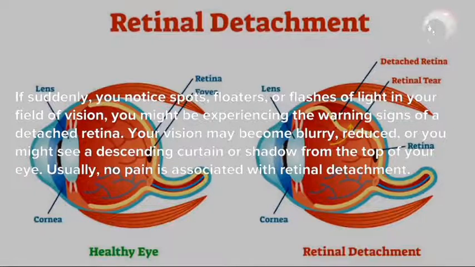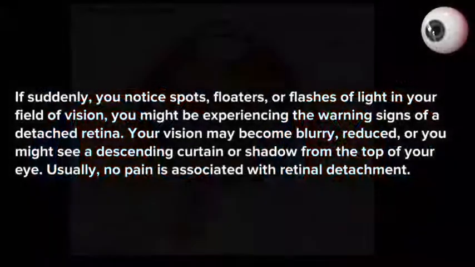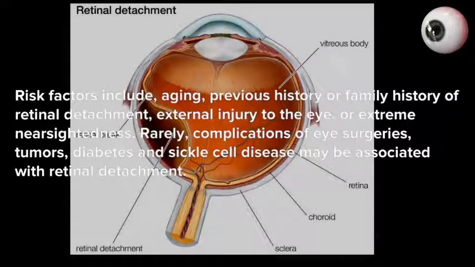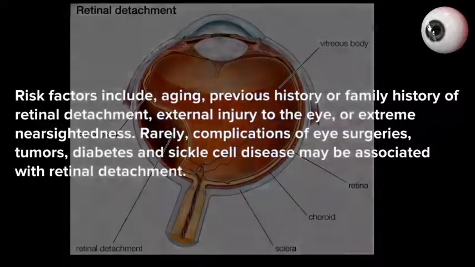Your vision may become blurry, reduced, or you might see a descending curtain or shadow from the top of your eye. Usually, no pain is associated with retinal detachment. Risk factors include aging, previous history or family history of retinal detachment, external injury to the eye, or extreme nearsightedness. Rarely, complications of eye surgeries, tumors, diabetes and sickle cell disease may be associated with retinal detachment.